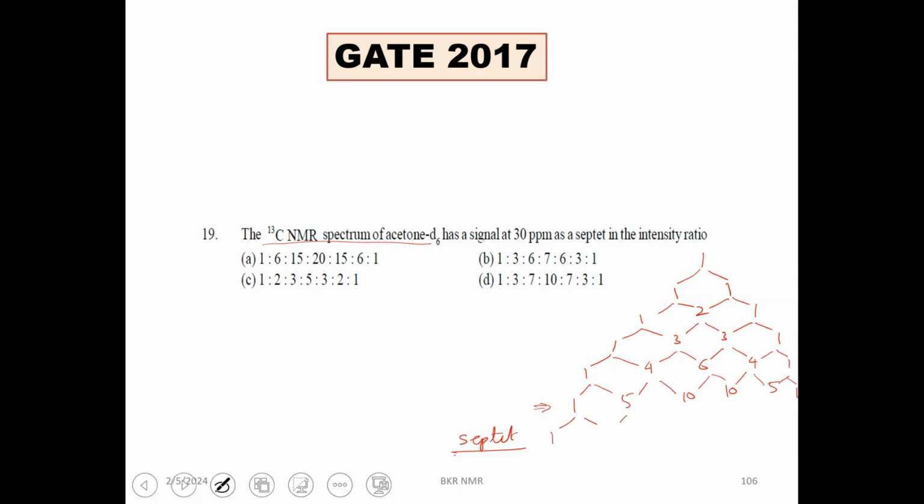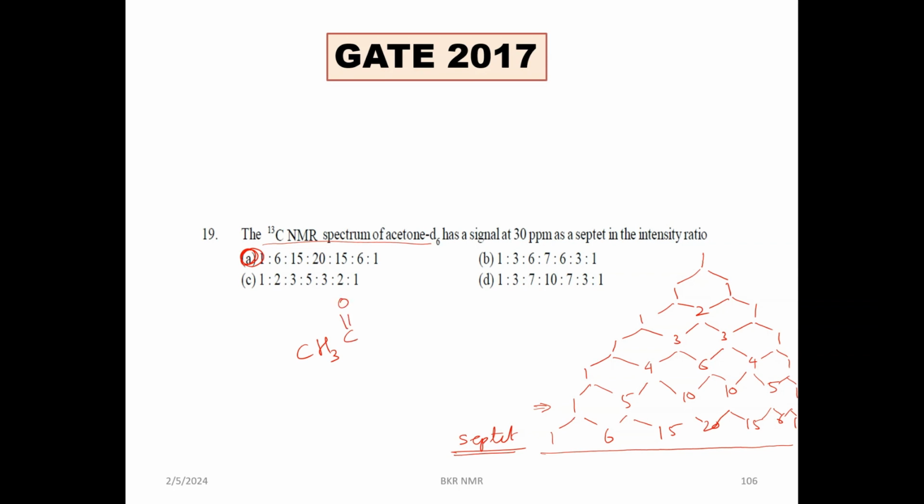They've asked for a septet, so it is 1, 6, 15, 20, 15, 6, followed by 1. So 1, 6, 15, 20, 15, 6, 1. So the answer is option E. Very simple.